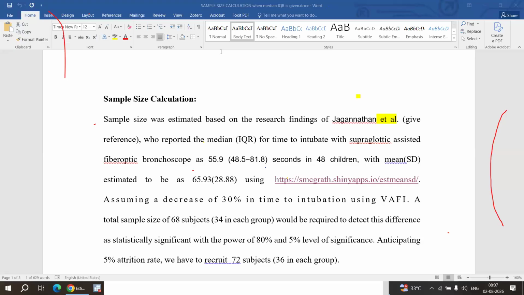So if you have, for two study groups, median and IQR, okay, I have told. What is variance? Variance is simple. Square of standard deviation, that is variance. It is very simple.